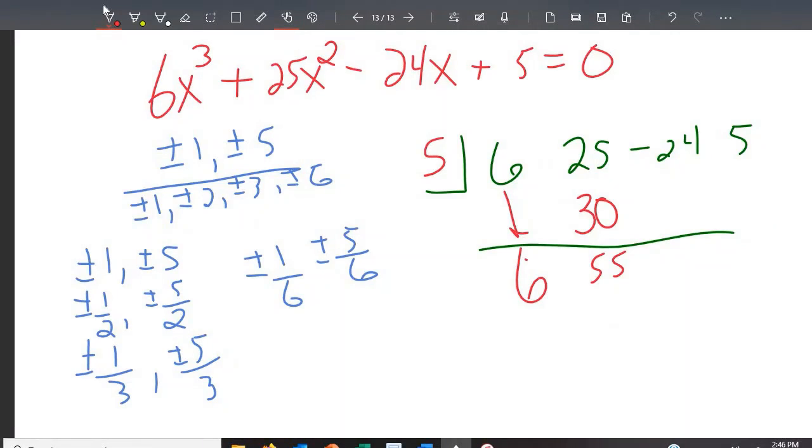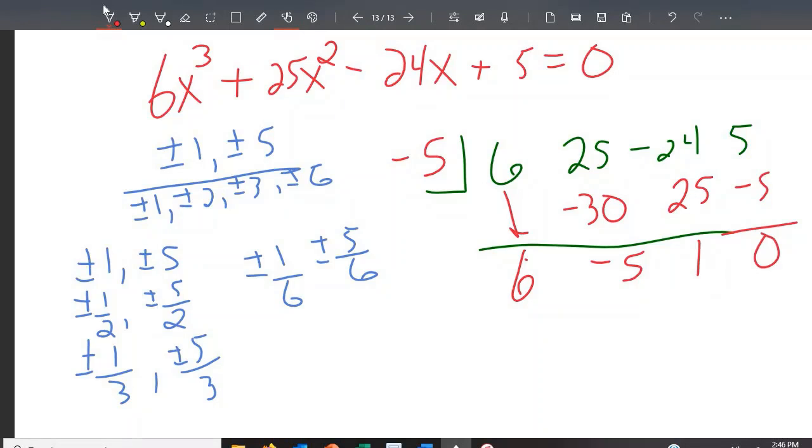So let's go and try negative 5. I sure don't want to have to do a fraction. 6 times negative 5 is negative 30. That gives me negative 5. Negative 5 times negative 5 is 25. Gives me 1. 1 times negative 5 is negative 5, and I get 0. Ooh, thank goodness. That means that's one of my answers.